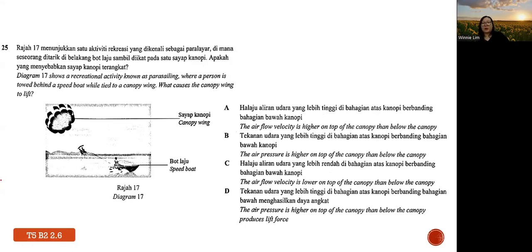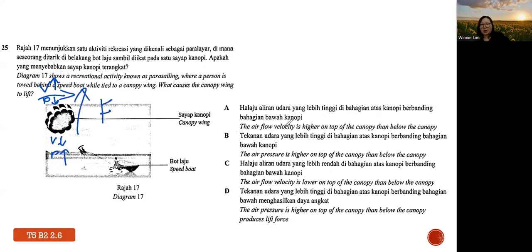So why they can lift it up is because the speed on top of the canopy should be high, right? And then the pressure is low. But vice versa, beneath the speed is low, pressure is high. So that causes a lifting force.